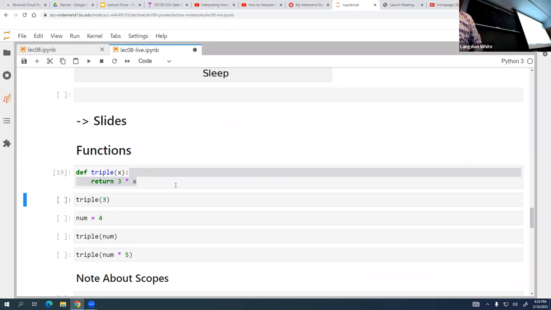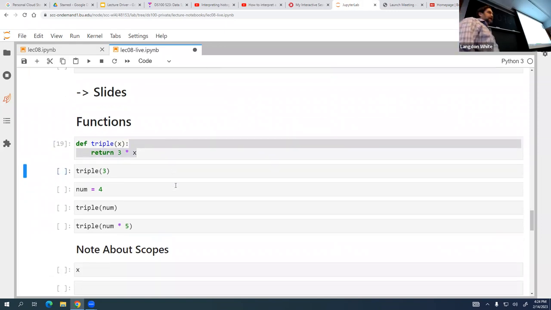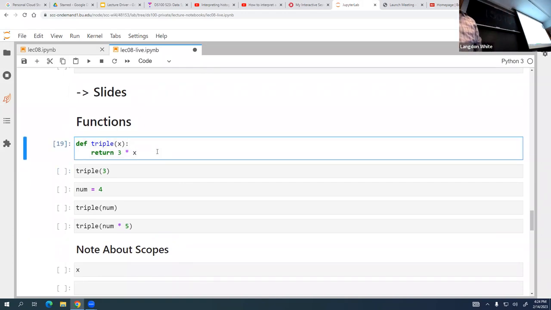So, functions. We're going to create a function, and we want something that'll just multiply by 3. So we have an argument in there, a parameter called x, and then we're going to have 3 times x, and that's going to return the value.